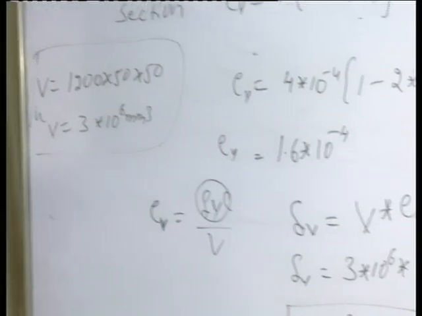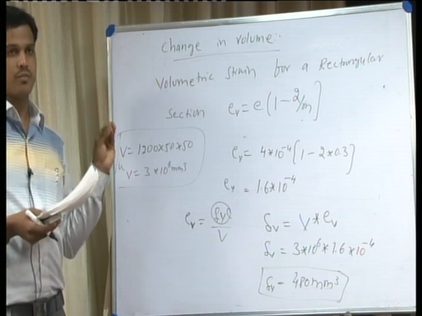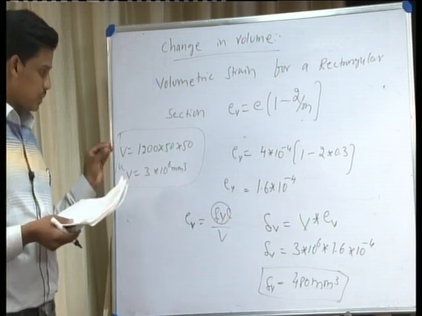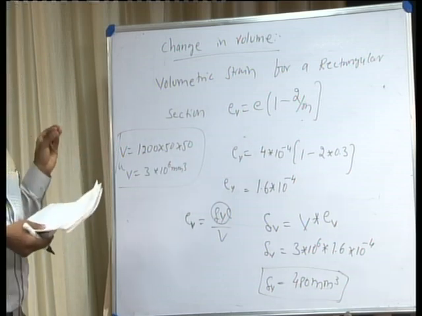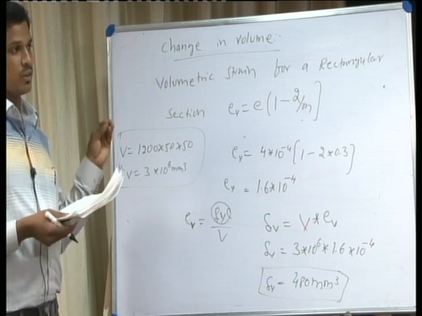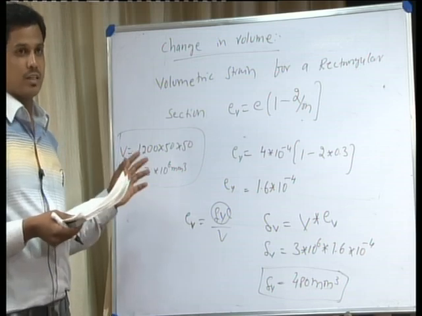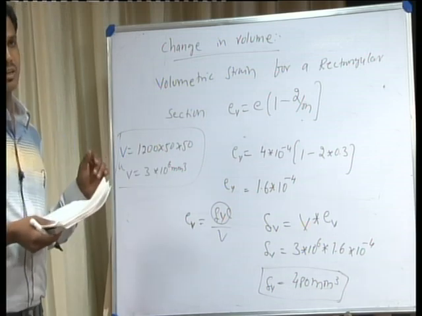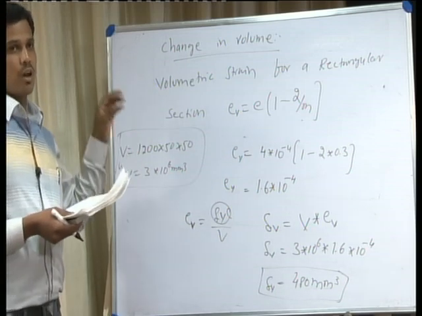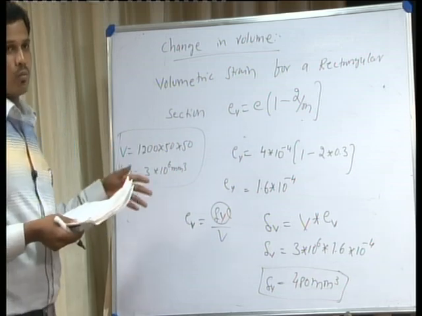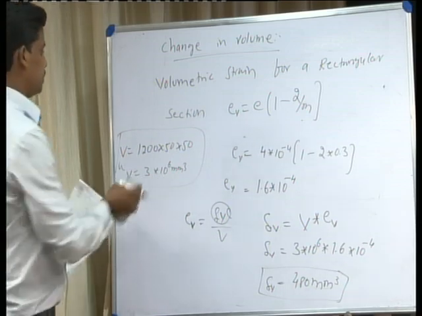See, basically what we started with here, our intention is to find out the change in length, the change in breadth, and finally we calculated the change in volume. For the changes, we first calculated the longitudinal strain, and by using this longitudinal strain we calculated the change in length. After that we calculated the lateral strain, and after calculating the lateral strain we calculated the change in breadth. After that we calculated the change in volume.